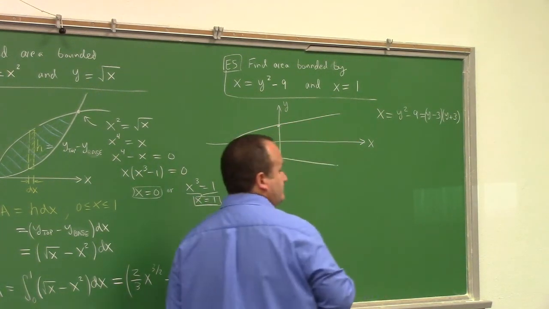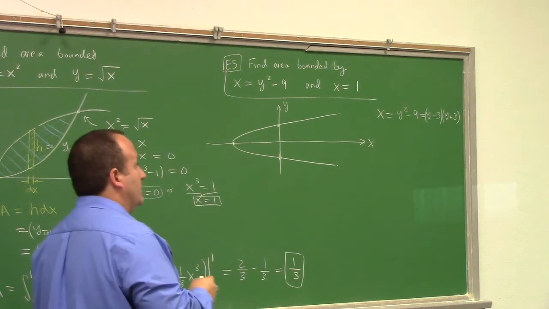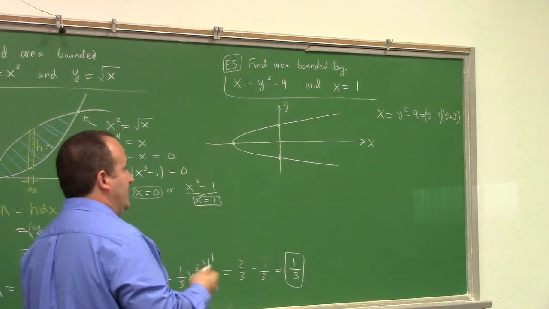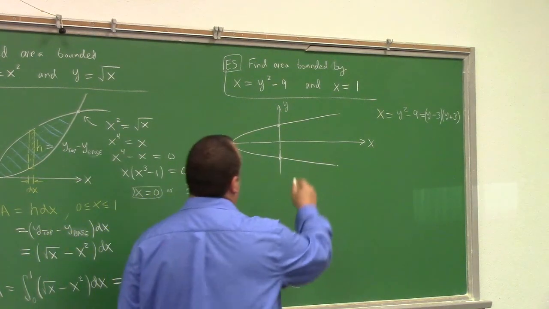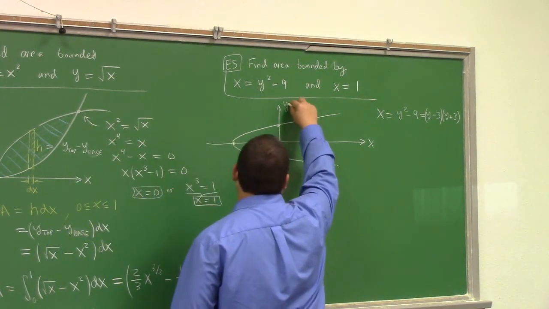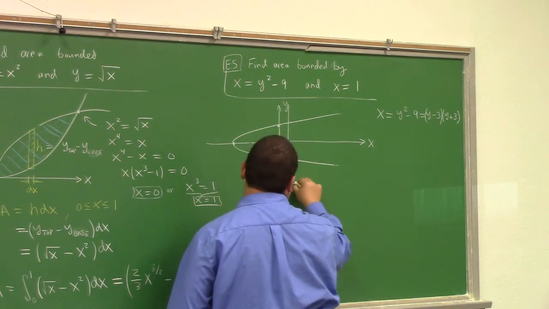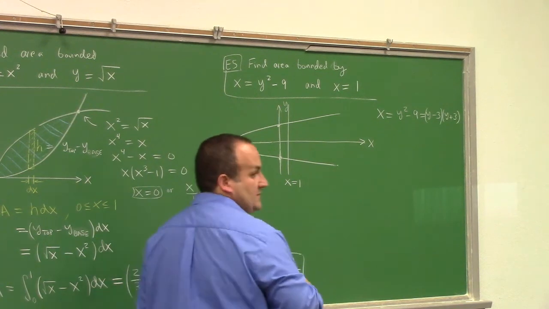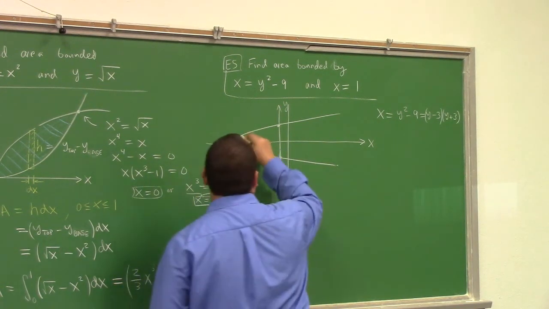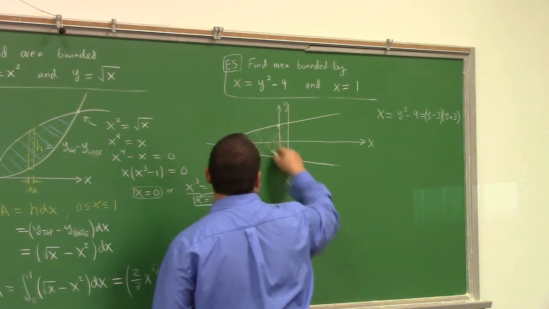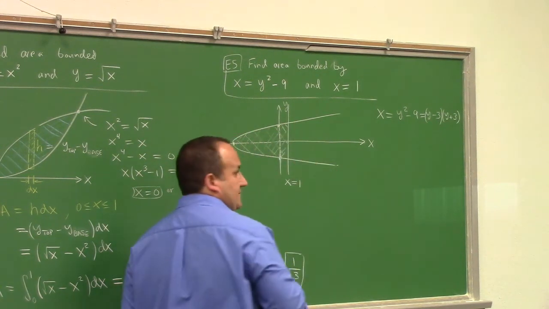Like that, right? And what's x equals to? Well, x equals 1, that's just in here somewhere. Roughly speaking, there's x equals 1, right? It's a vertical line. So it's clear that we're trying to calculate this area, right? That's the area we're trying to calculate.